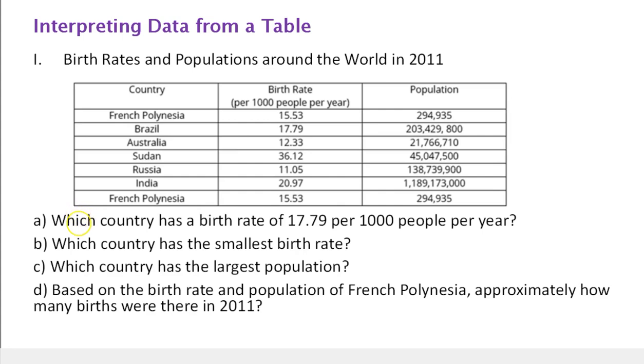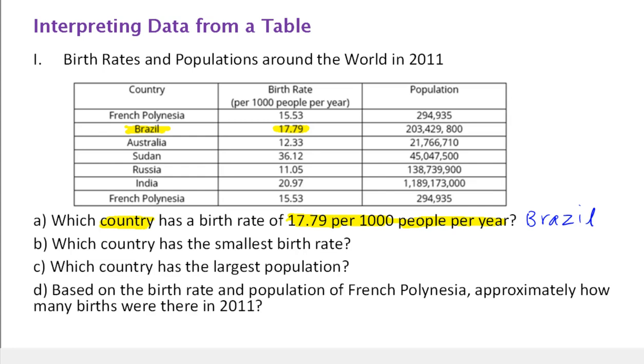So let's read the first question. Which country has a birth rate of 17.79 per 1,000 people per year? Looking at the top, we're going to go to the birth rate column, and we're going to scroll down with our eyes for 17.79. And I see that value right here, and I'm just going to double check that none of the other ones also equal that value. Okay, so there's our value, and we were asked for the country, and that corresponds to Brazil. So our answer for this question is Brazil.